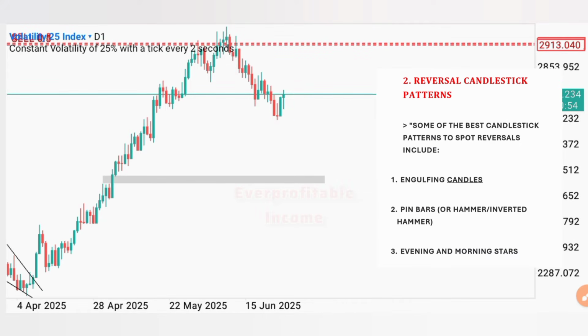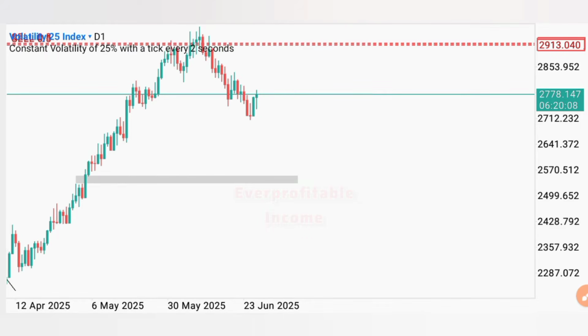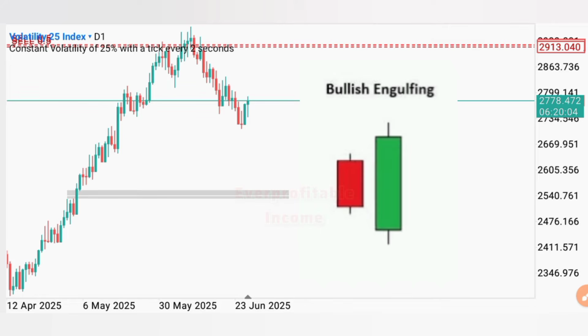These are the patterns that the candles show at key zones like the support zones and the resistance zones. Some of the best candlestick patterns that spot reversal include, one, the engulfing candlestick pattern. The engulfing candlestick can be found at the support zones and the resistance zones, and this signals what? Reversal. So this is an example of the engulfing candlesticks. The candle will engulf the previous candle. Okay, you can see that now. It will engulf the previous candle that has occurred.